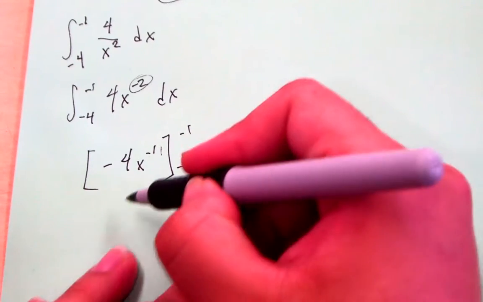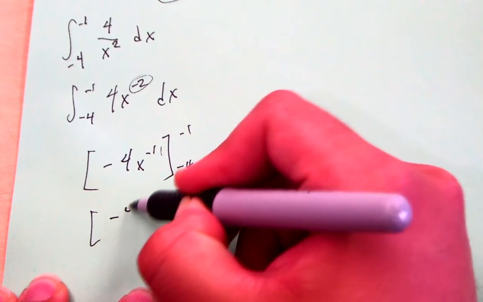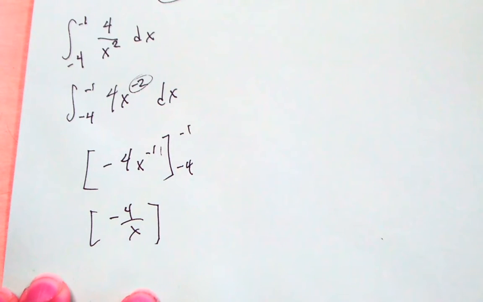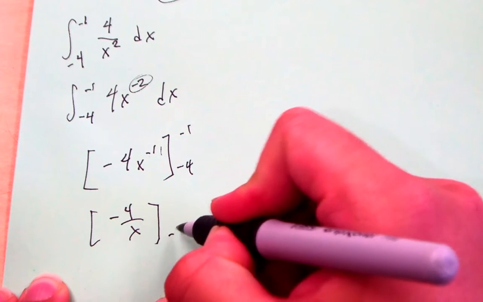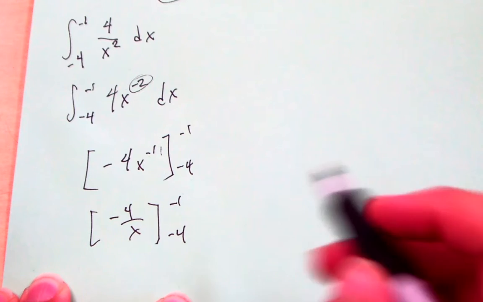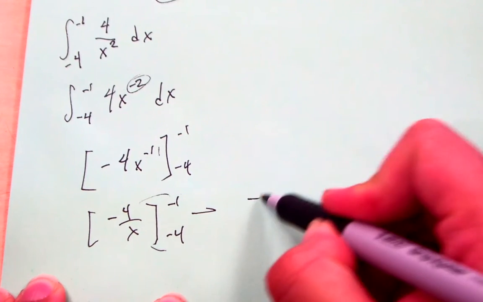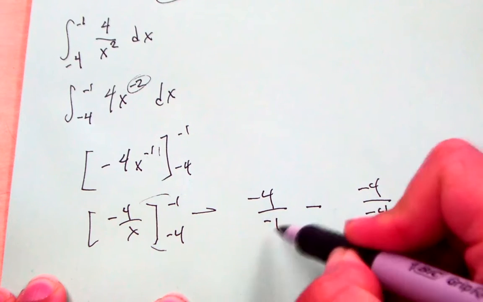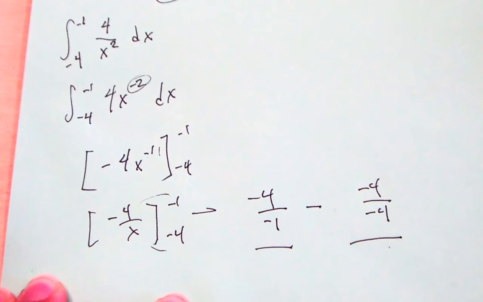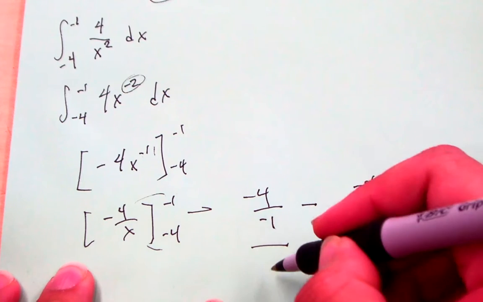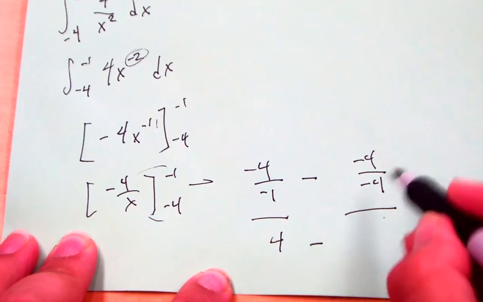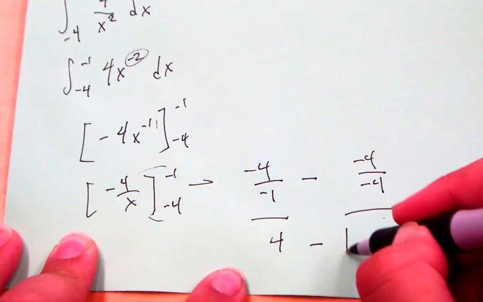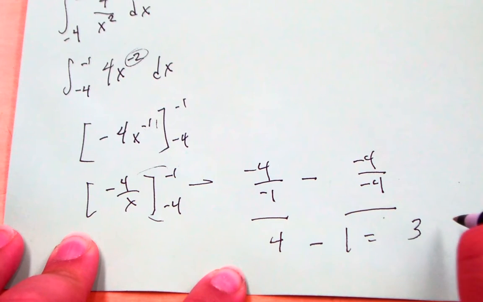So here we go. I'm going to rewrite that a bit to make it easier to enter. This is really negative 4 over x, using the properties of negative exponents. Negative 4 over negative 1. Go ahead and plug these in. Negative 4 over negative 1 minus negative 4 over negative 4. This is f of b, and this is f of a. Negative 4 over negative 1 is positive 4, minus negative 4 over negative 4 is positive 1. 4 minus 1 famously is 3.